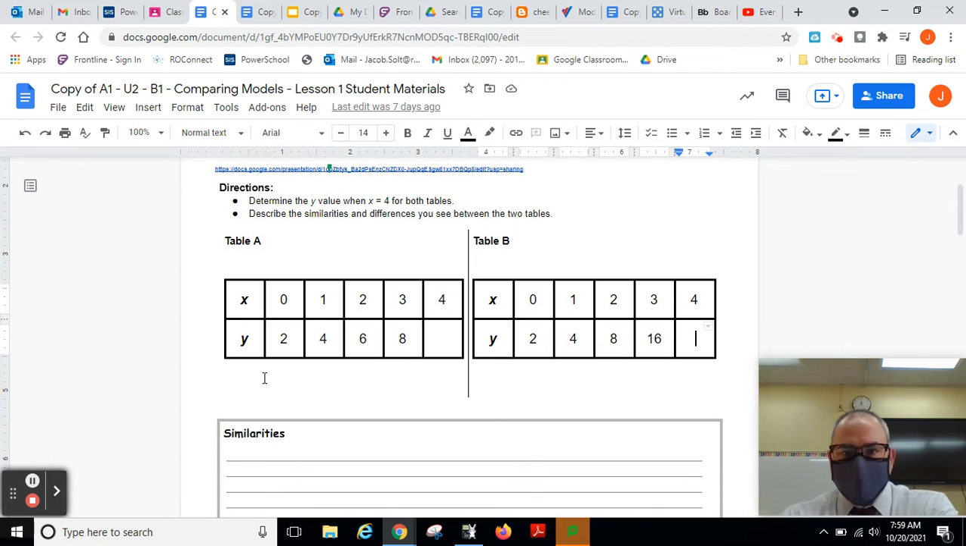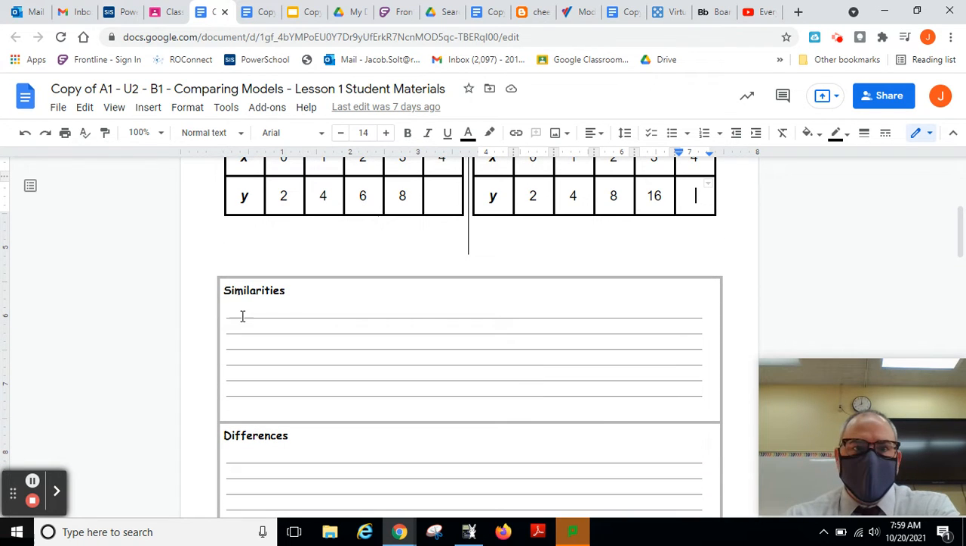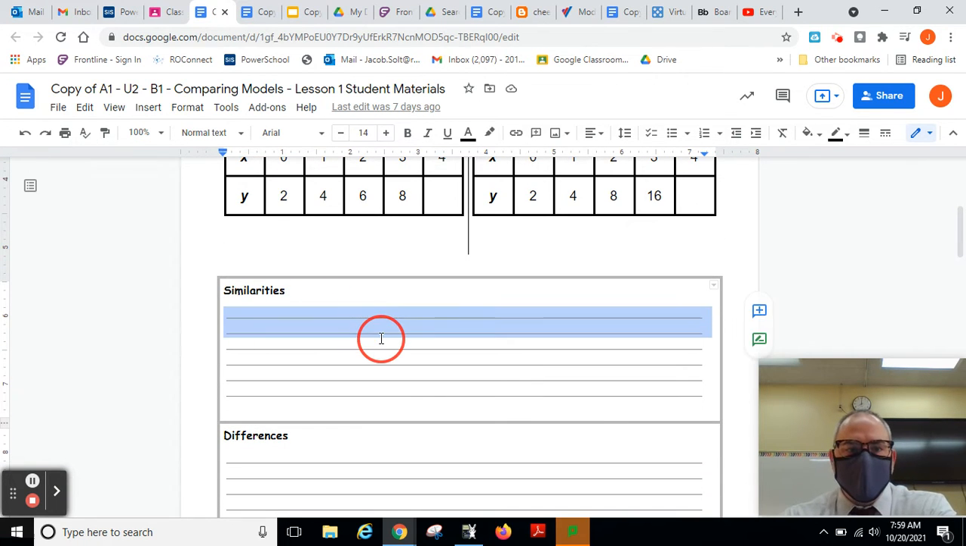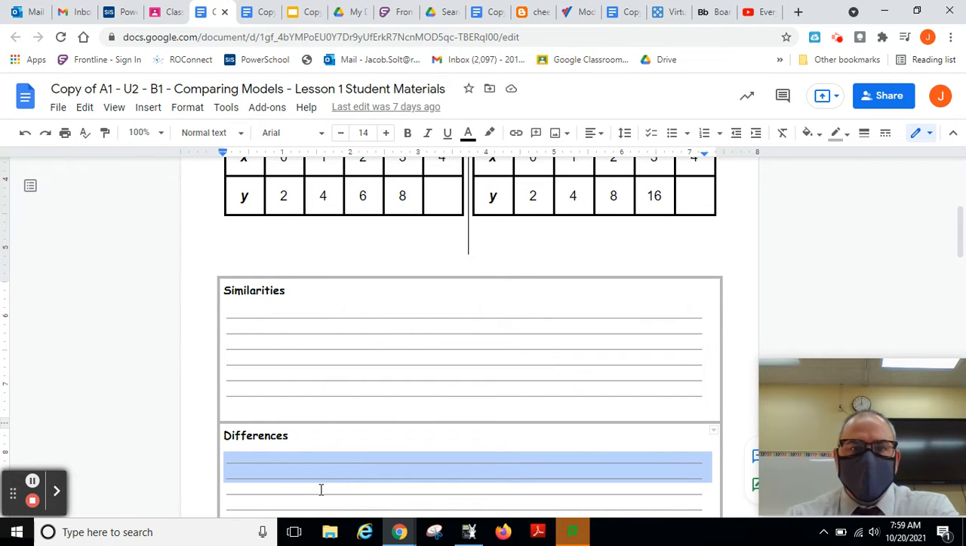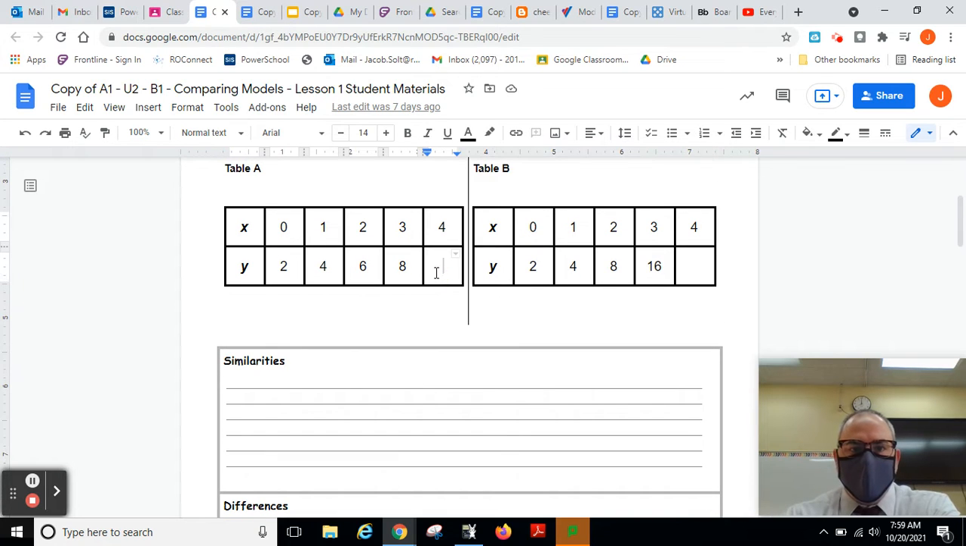I'm also noticing there's some similarity in the y's, at least at first, right? It starts at 2. The y value starts at 2 and then goes to 4. Okay, that's similar. And then it changes right here between 6 and 8, 8 and 16. There are now differences. So the similarities talk about how the x values are the same right there. Talk about how some of the y values are different. And now we got to talk about these y values.